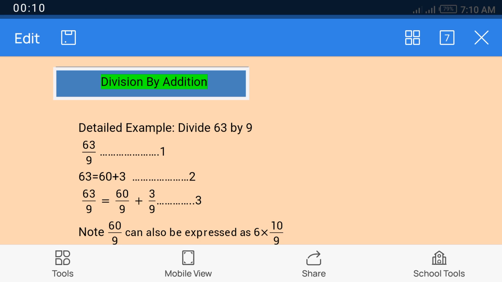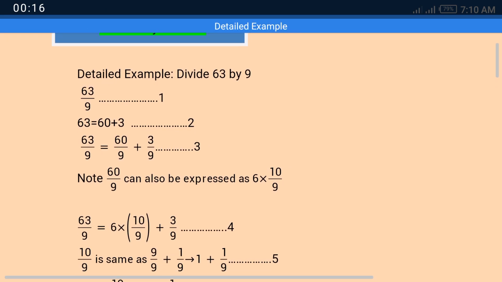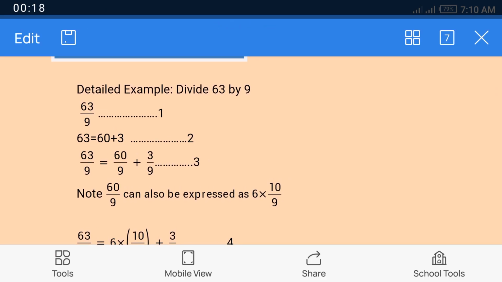The first example here is divide 63 by 9. The first thing to do is to write 63 over 9, as we can see in equation 1. Then we have to express 63 in expanded form. 63 can also be written as 60 plus 3. We replace that in equation 1, and it becomes 60 over 9 plus 3 over 9.